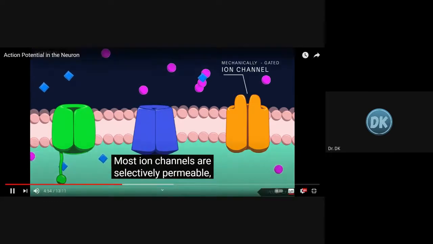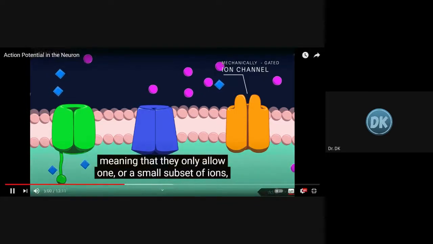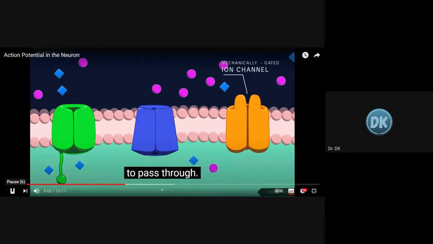Most ion channels are selectively permeable, meaning that they only allow one or a small subset of ions to pass through.